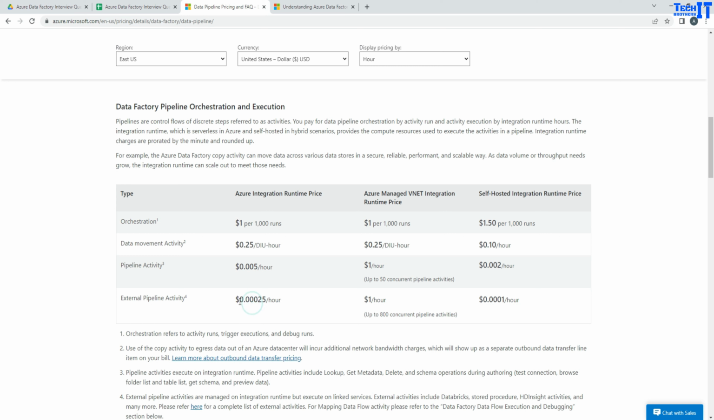But ADF is only going to charge you for starting and just keeping it alive till the whole stored procedure finishes, or the notebook returns the status. So these are called external pipeline activities. They're a very small amount per hour, you can see right there.